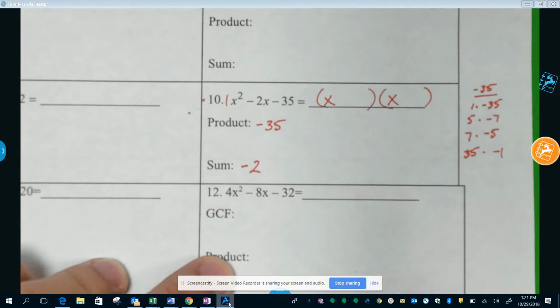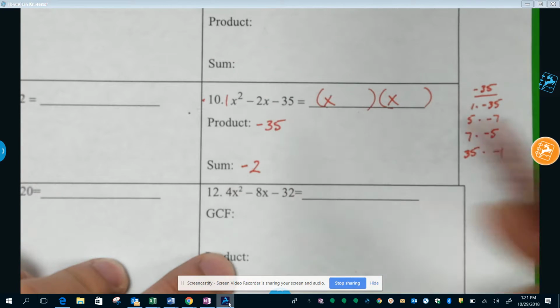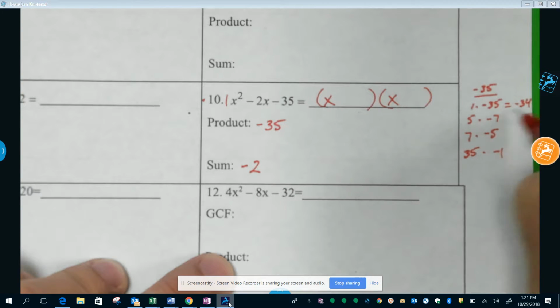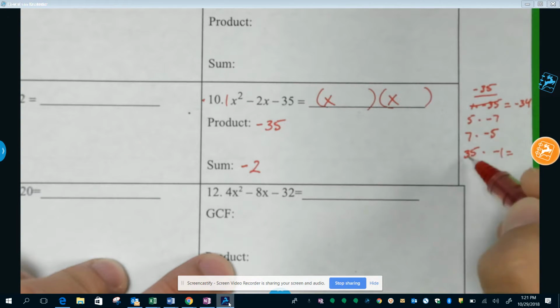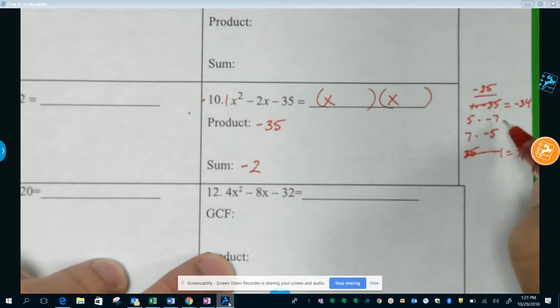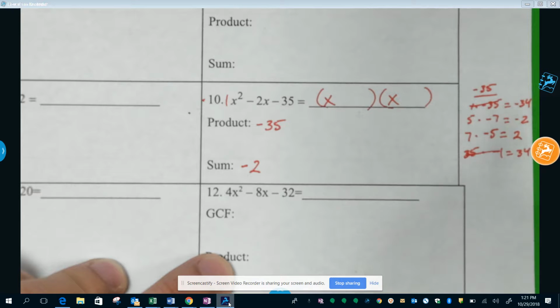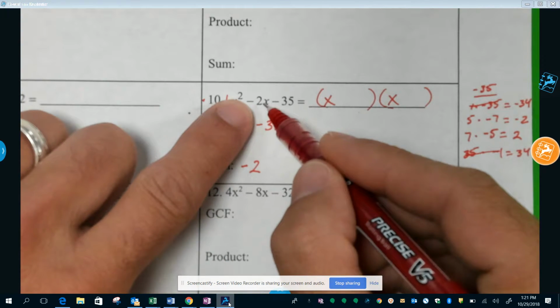So now, which of these combinations of numbers are going to add up to negative 2? Well, negative 35 plus 1, that's negative 34. Not even close. 35 minus 1, that's positive 34. Not even close. 5 minus 7 and 7 minus 5. 5 minus 7 gives me negative 2. 7 minus 5 gives me positive 2. I need it to add up to a negative 2.